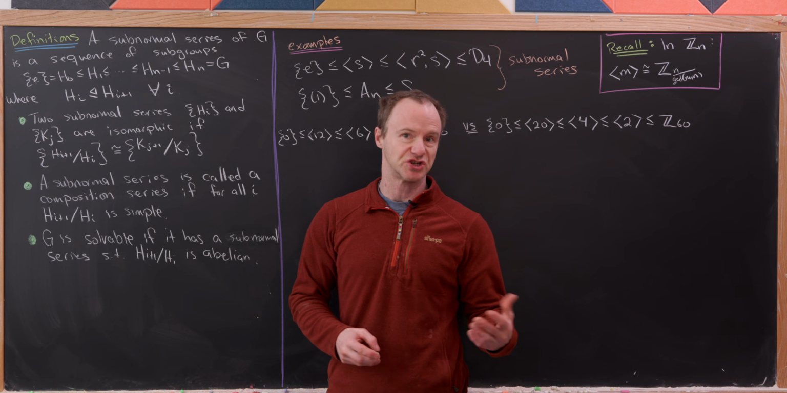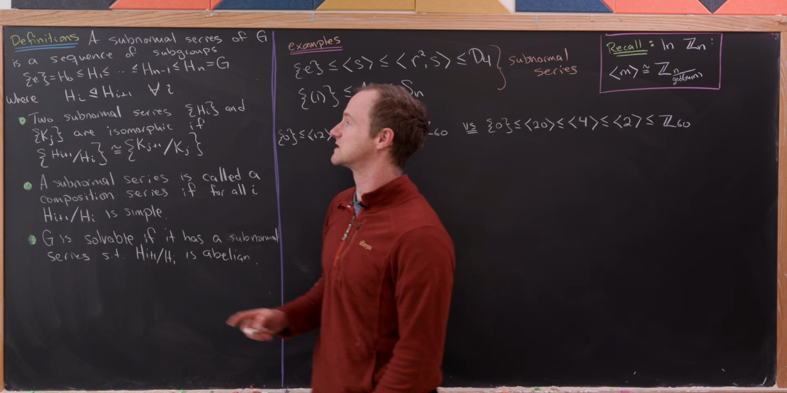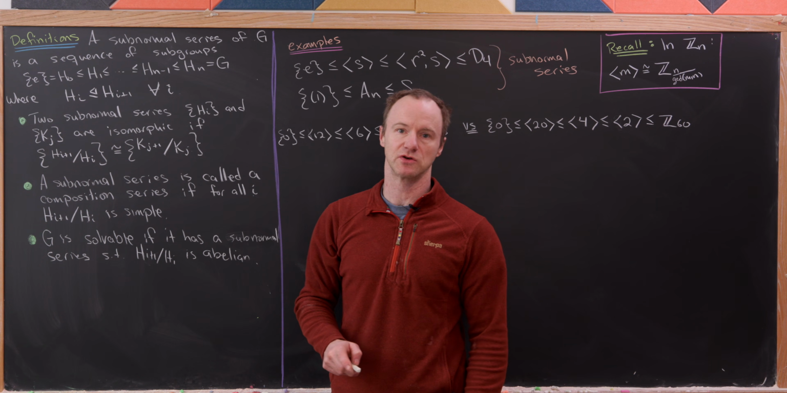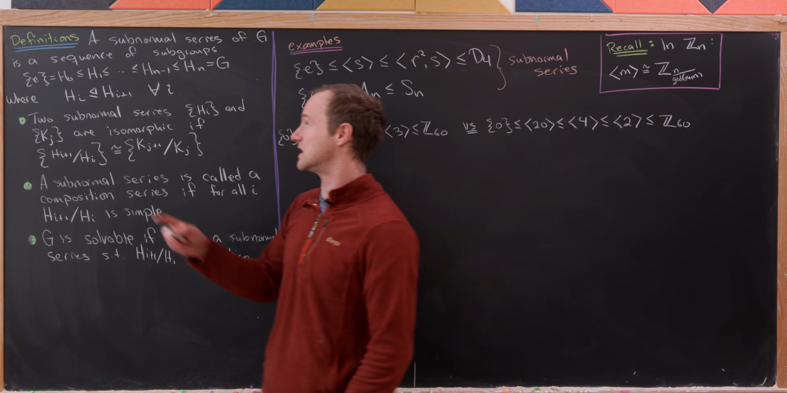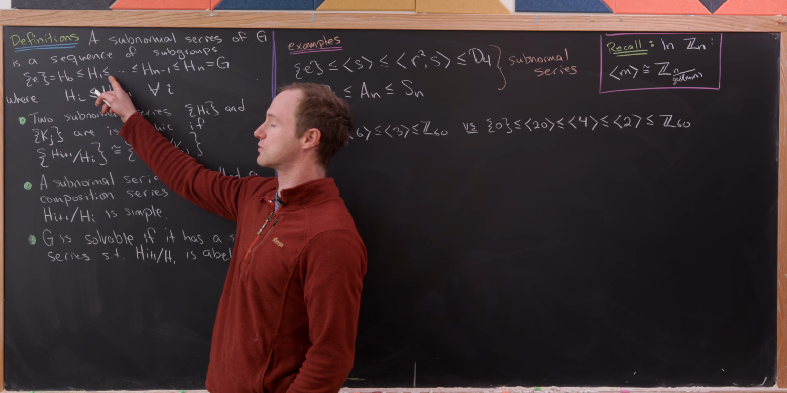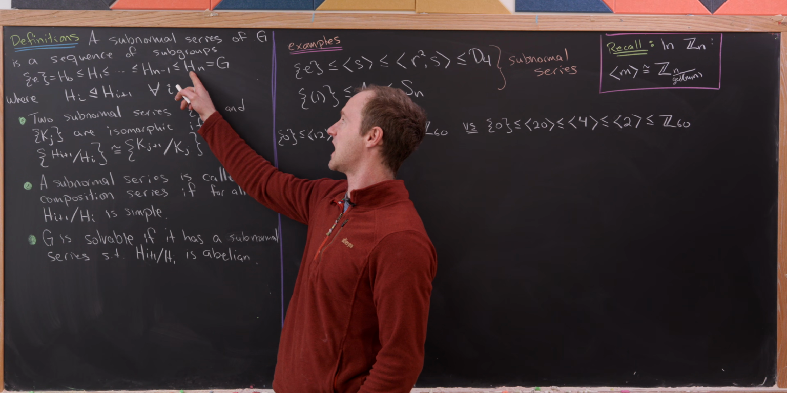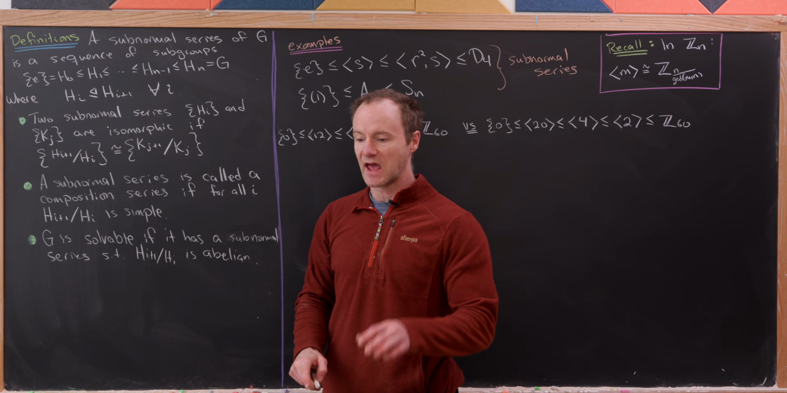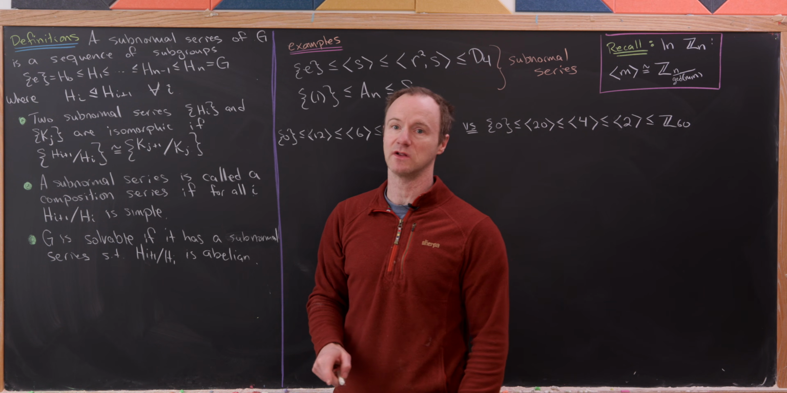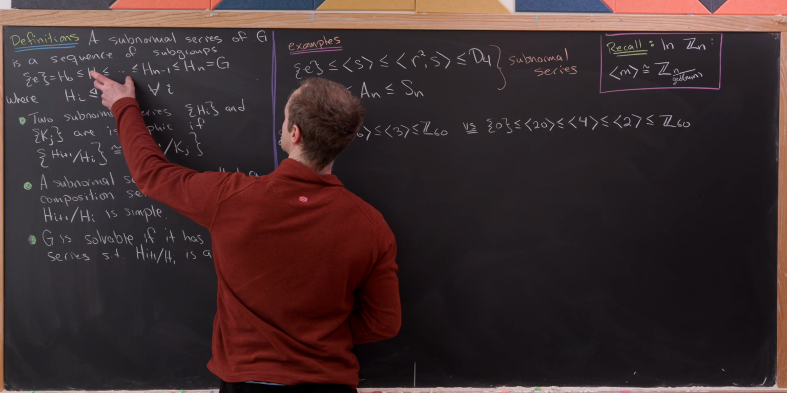So throughout the video, G will be a group, and a subnormal series of G is a sequence of subgroups. So let's see what we have here. Over here on the left-hand side is the trivial subgroup, which is just the subgroup containing the identity. We'll call that H0. Then H0 is a subgroup of H1, which is a subgroup of H2, all the way up. Hn minus 1 is a subgroup of Hn, and Hn is equal to G. And we call this a subnormal series if Hi is normal in Hi plus 1. So at each stage right here, we have a normal subgroup relationship.